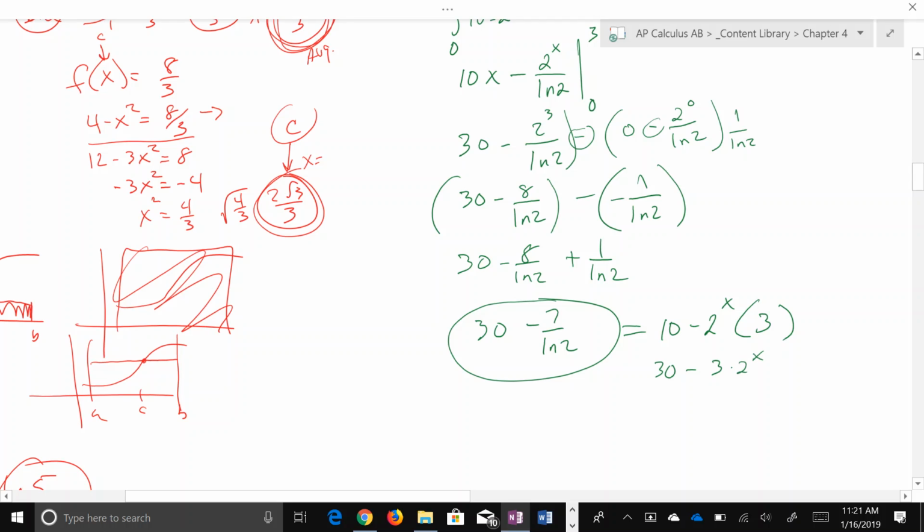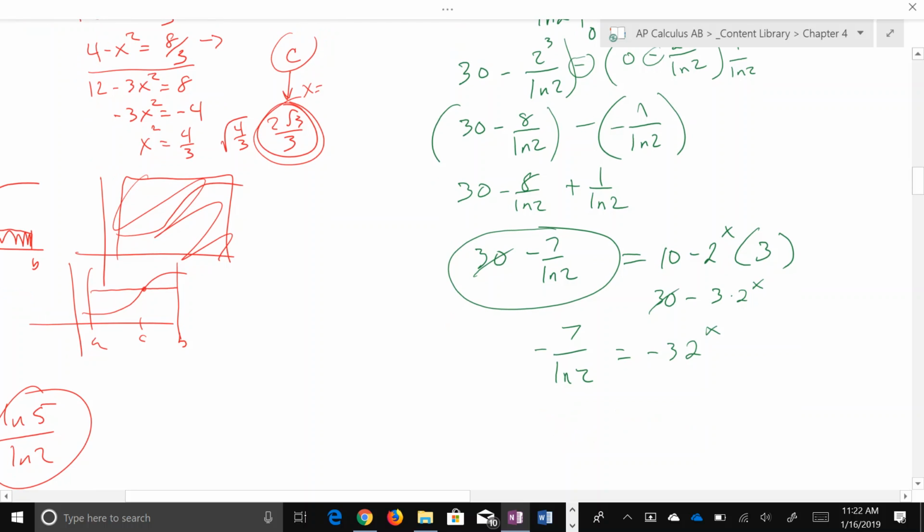3 times 2 to the x. That's like saying x times y to something. You really just can't combine it. And so then I'm going to subtract 30 from both sides. They're gone. So now I'm down to negative 7 over ln of 2 equals negative 3 times 2 to the x. You're not going to like this one, but I'm going to divide both sides by negative 3. So it becomes 7 over 3 ln of 2 positive equals 2 to the x.